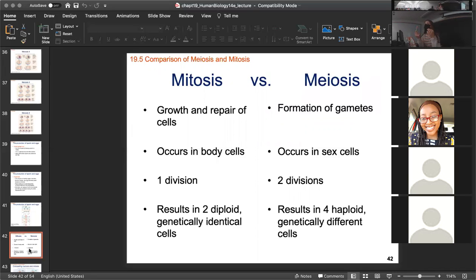Okay, this is all of your body's cells. There's only 1 division because we want to create 2 identical daughter cells, and it results in 2 diploid genetically identical cells, which is what we want. Meiosis is the formation of gametes. Another word for gametes is sex cells, or sperm and egg cells. Like it says, it occurs in sex cells. It has 2 divisions because we want to create half the number of chromosomes. We want to result in 4 haploid genetically different cells.